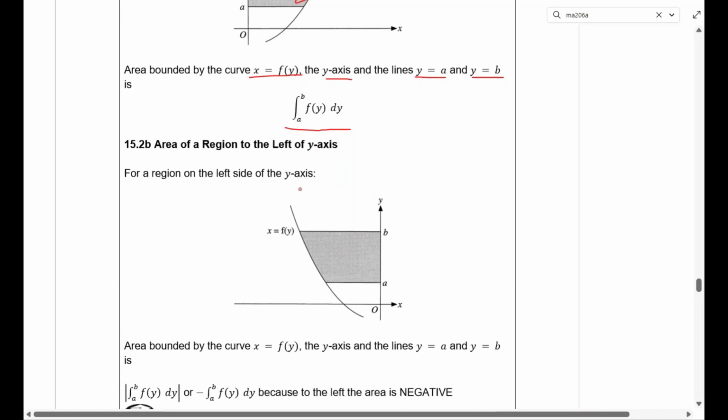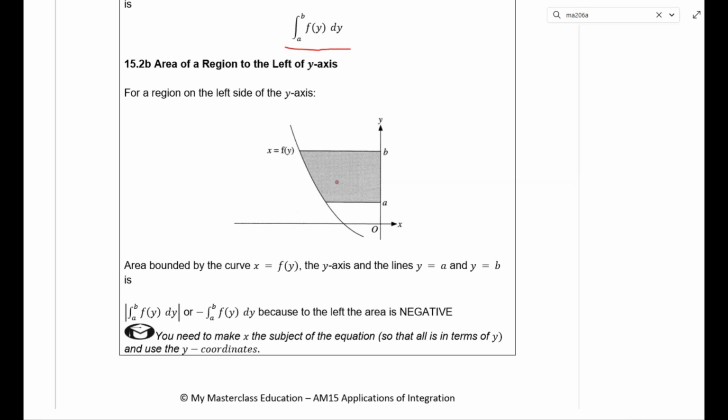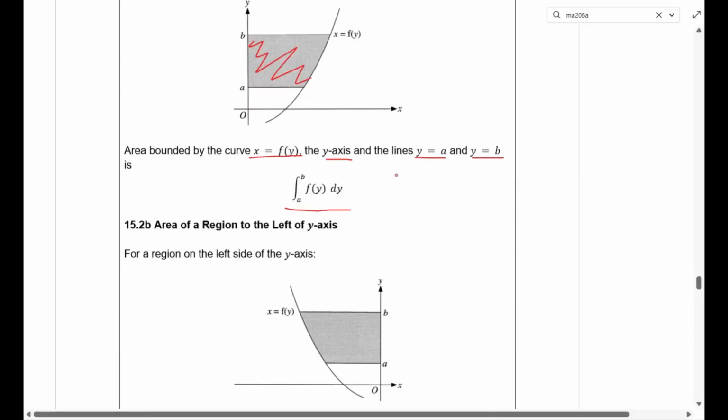Then we have the area of a region to the left of the y-axis. This case is similar to the one in the x-axis, whereby the area is under the x-axis, so the area is negative. Likewise, the area on the left side of the y-axis will also be negative. Therefore, once again, you have to add the modulus sign or the negative sign to make it a positive area.